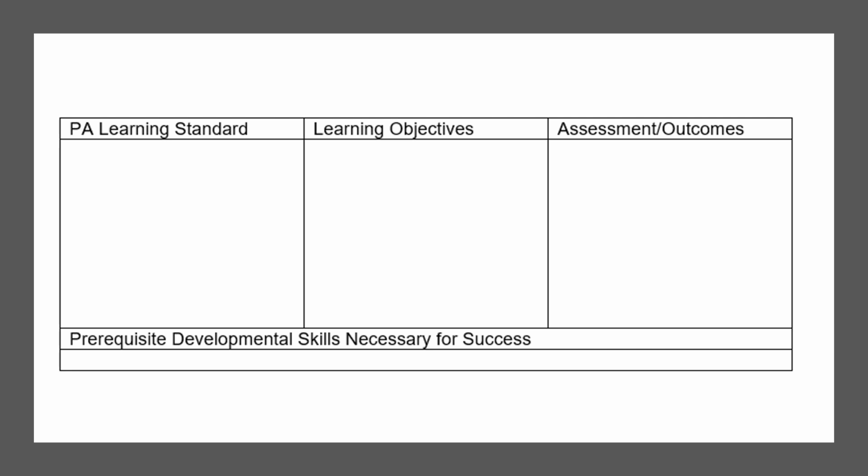The bottom is the prerequisite developmental skills necessary for success. So this is asking you to think about the learning objectives that you wrote in the learning objective section, and then you ask yourself a question. What skills would a student need to possess if they are going to be successful in this lesson plan?